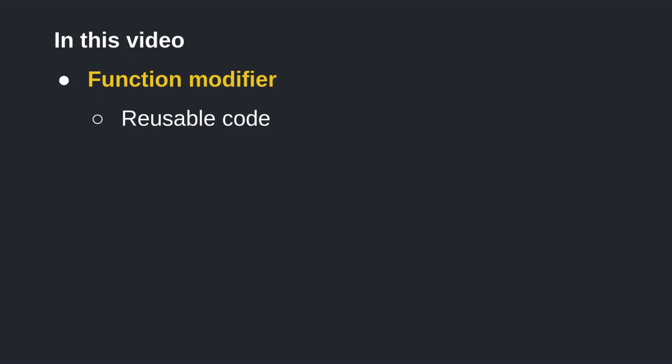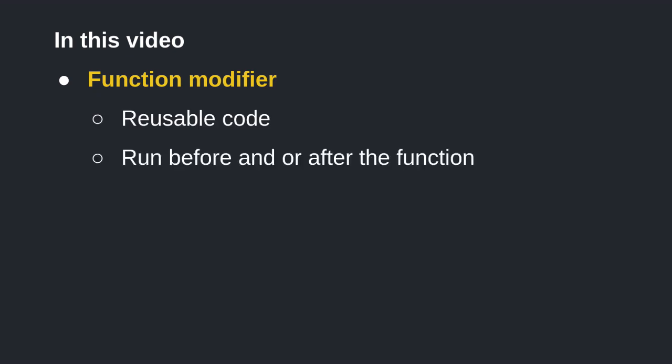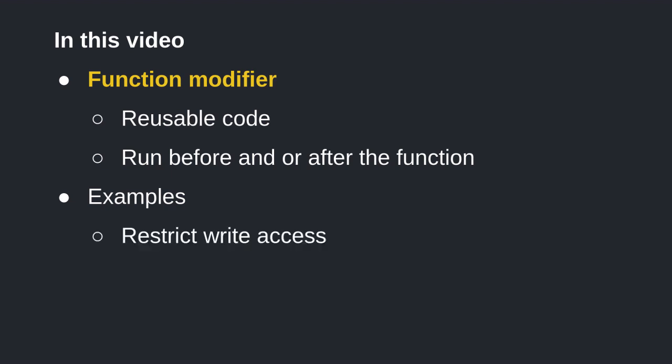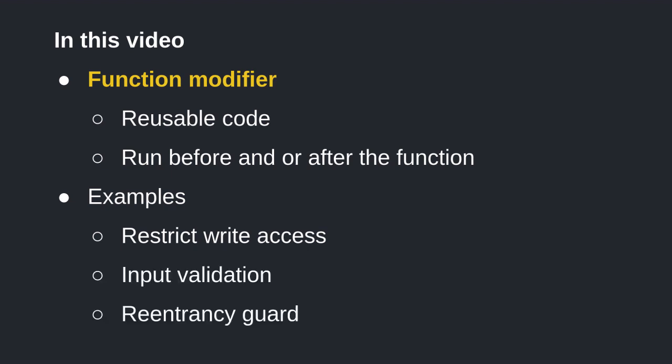In this video, we talked about function modifiers. Function modifiers are reusable code that can be run before and/or after a function. Some common use cases of function modifiers are to restrict write access, for input validation, and for reentrancy guard. In a future video, we'll revisit the reentrancy hack in more detail, so stay tuned.